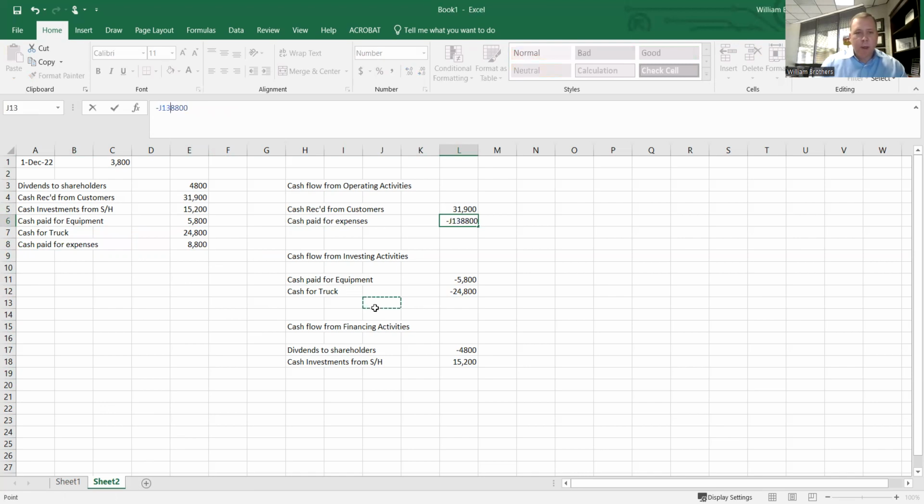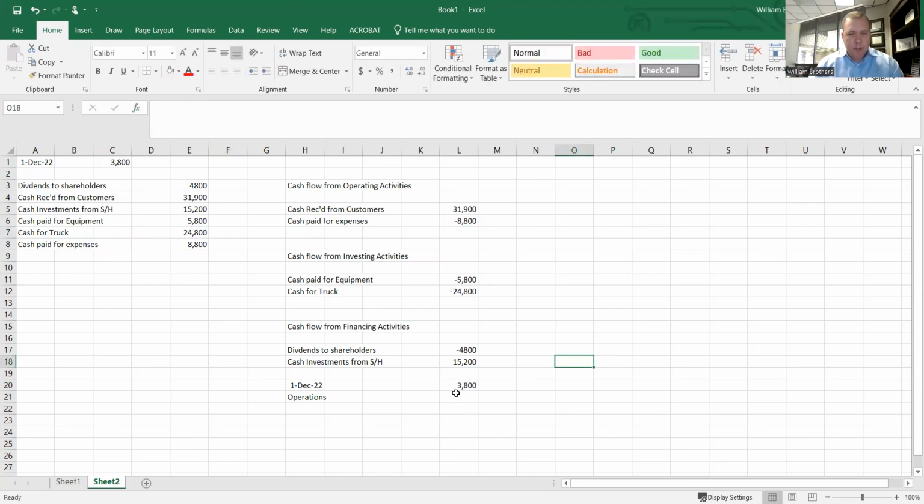So what I'm going to do now, keep in mind I began with this December 1st balance, 2022, of $3,800. That was my beginning balance. My operations for the month are going to be the sum of these activities. And actually this is an outflow of cash. Let me make this correct. It's going to be the sum of all of these transactions.